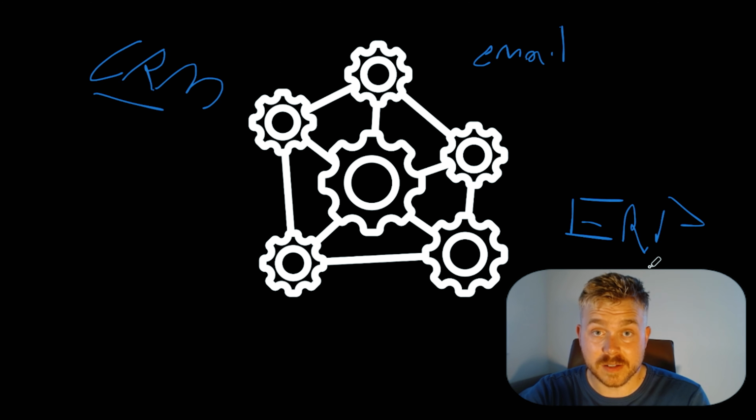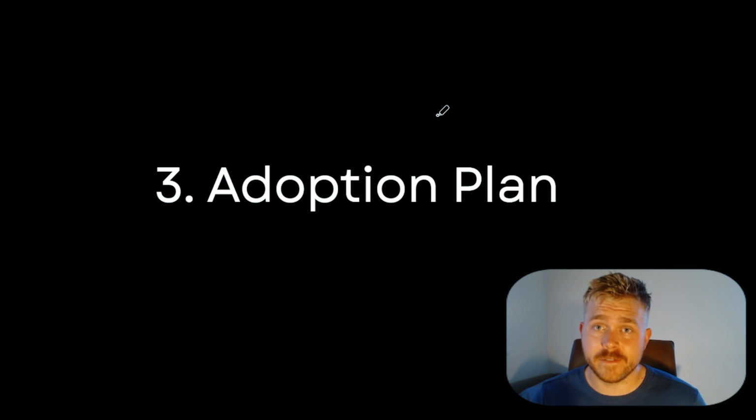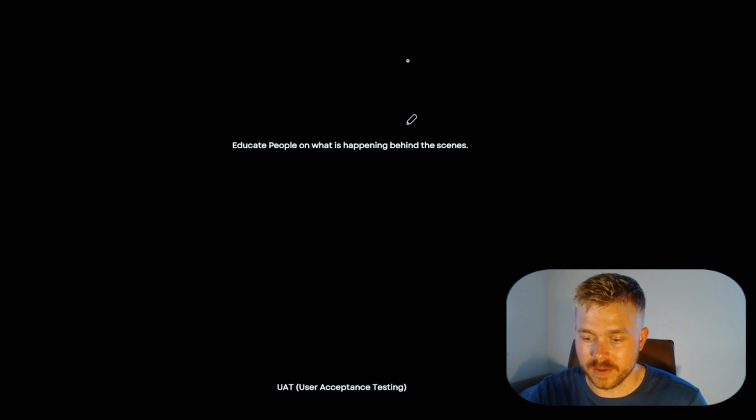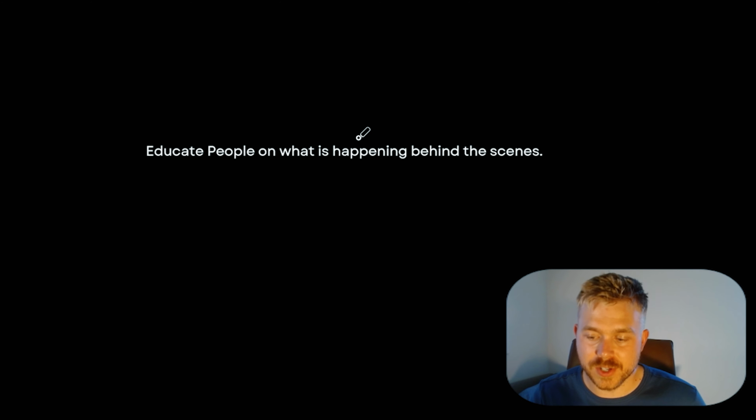They need to have the systems in order for us to go and actually do what AI does best, and that's automate, right? Okay, my final topic is an adoption plan. This is something that's super rare to see at these stages, because everybody's so new to these AI tools and they're not necessarily used to implementing things like this, but you need to have an adoption plan, okay? And what that means is you need to educate people on what is happening behind the scenes.